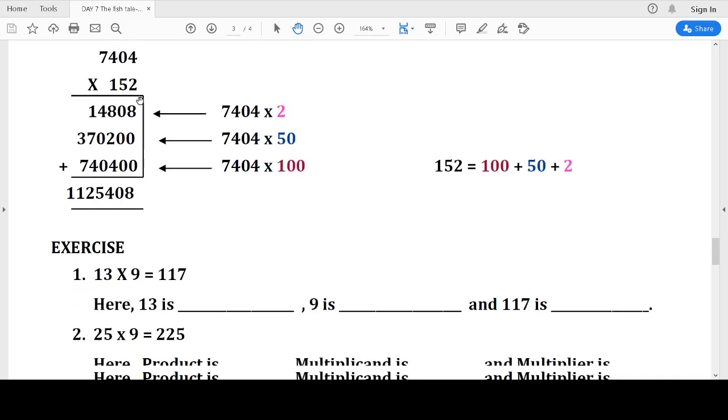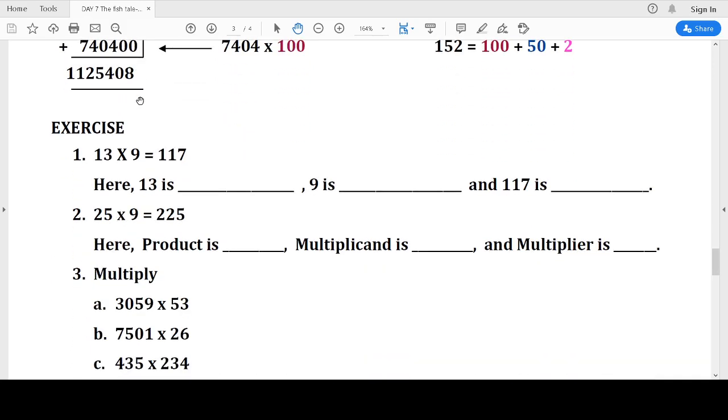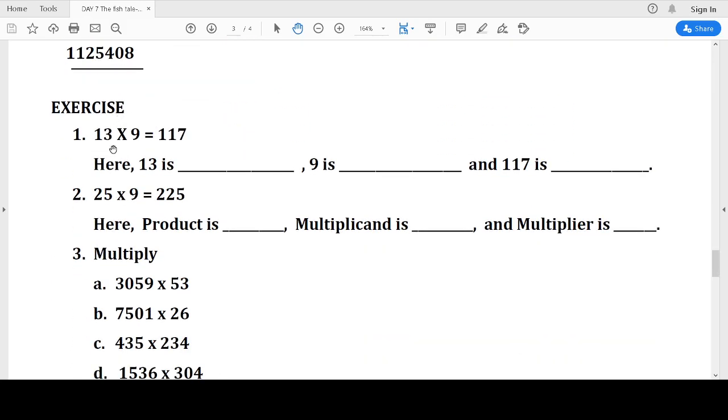So some more examples are here for you. Now, if I have 13 into 9 is equal to 117, since 13 is the first number, I will call it the multiplicand. 9 will be called the multiplier, and 117, the answer which we get, is called the product.